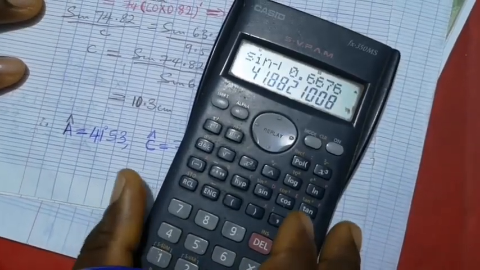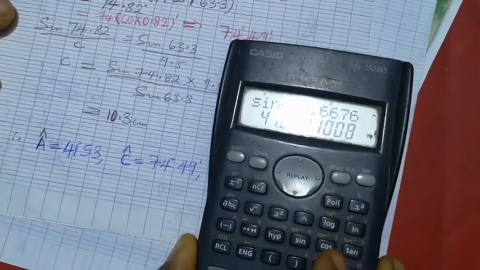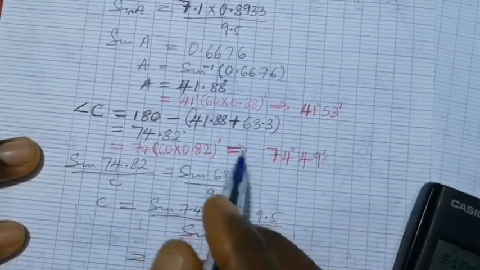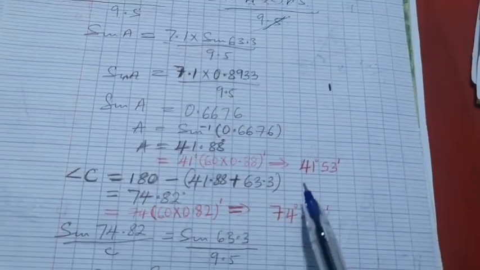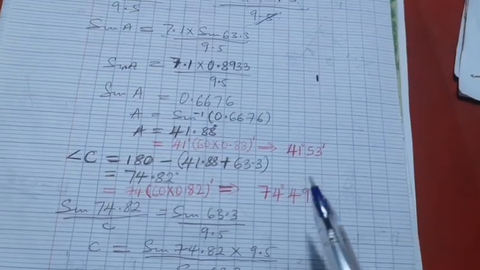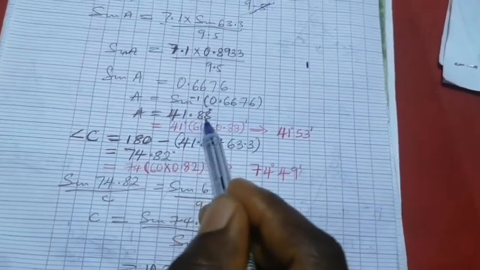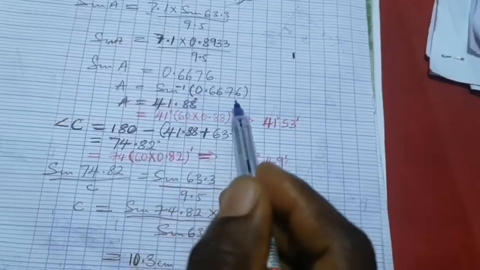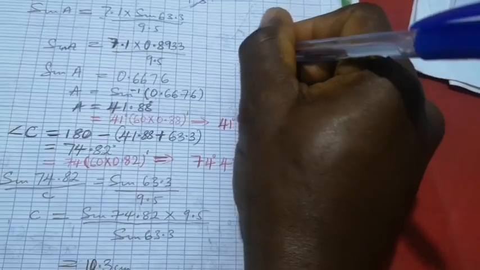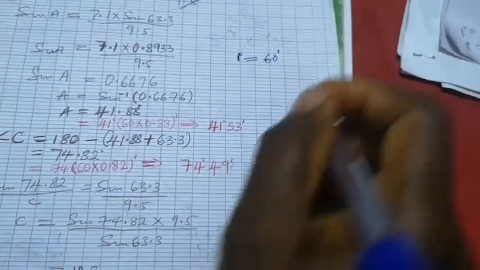It will give you 41.882, approximately 41.88, and that is what we have here, okay? But our angle was given to us in degrees and minutes, so we have to change this 41.88 degrees to degrees and minutes, okay? Now remember that 1 degree is equivalent to 60 minutes.